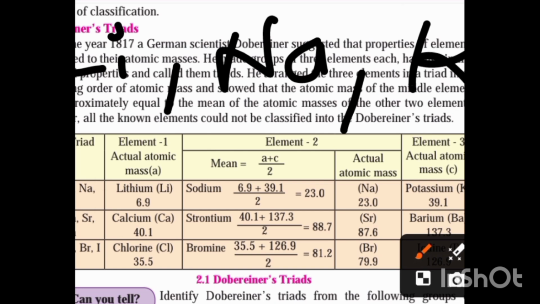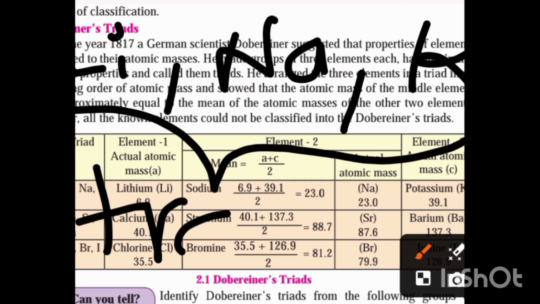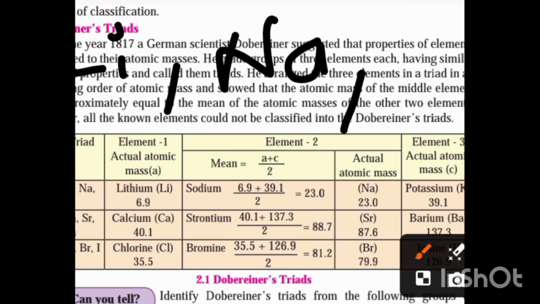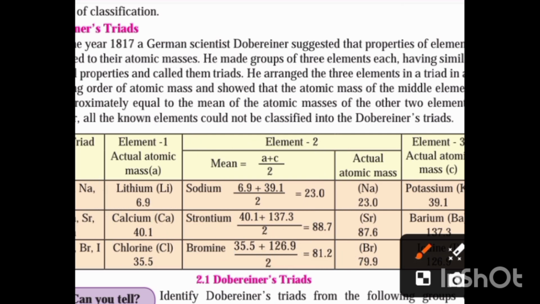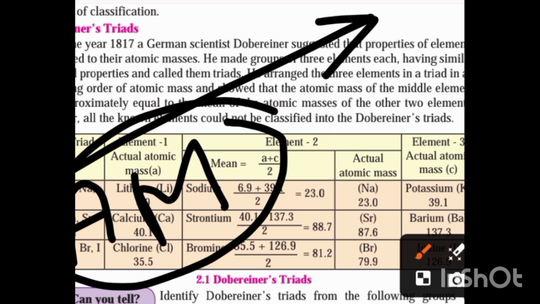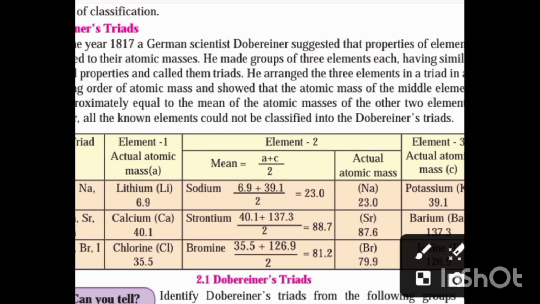Let me know in the comments to which group they belong. Okay, so lithium, sodium, potassium, these are the 3 elements having the same chemical properties. So he took these 3 elements and called them triads. Okay, he took 3 elements having the same kind of property and named them triads, and arranged them in the increasing order of their atomic masses. The criteria was atomic masses. You should know about this.